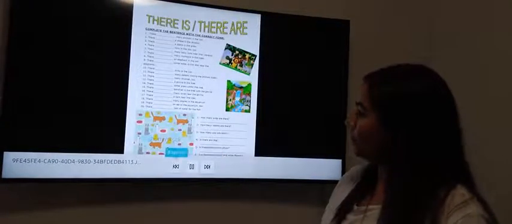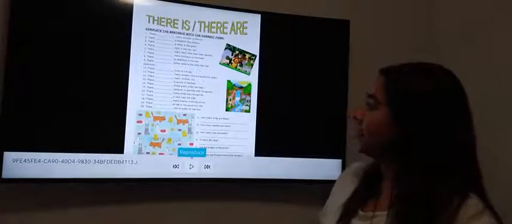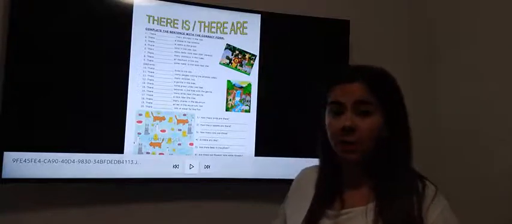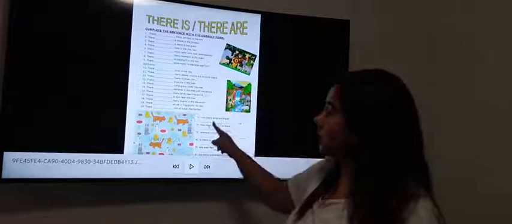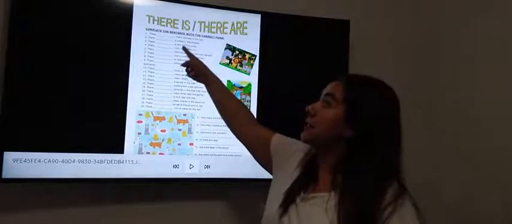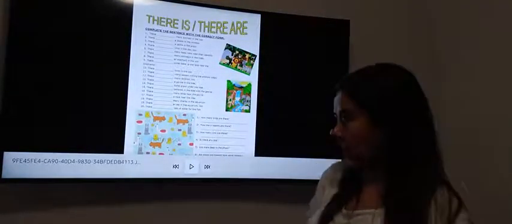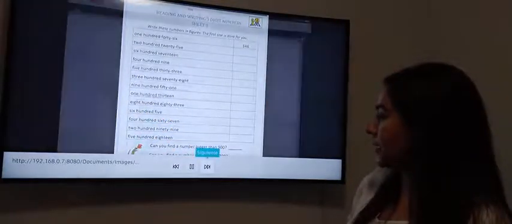And then we have, once again, there is and there are. Okay, this one also has a little bit of comprehension because after you write there is or there are on the lines, you have to complete these questions according to the sentences you have right here. But you have to complete this part first in order to complete these questions. Okay, so that's the activity for this week, second activity.